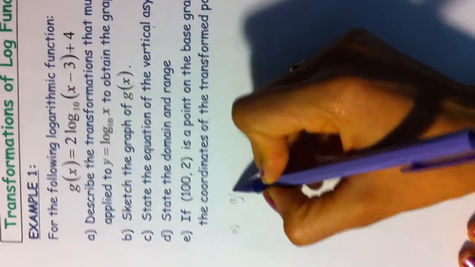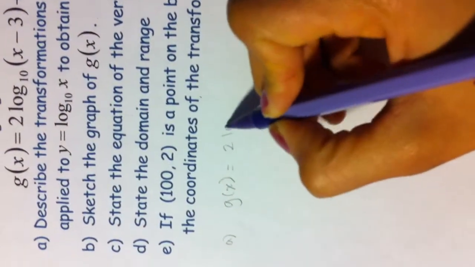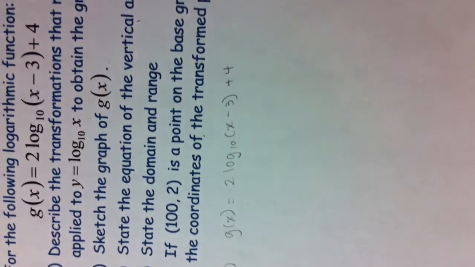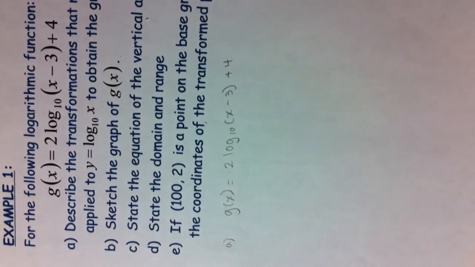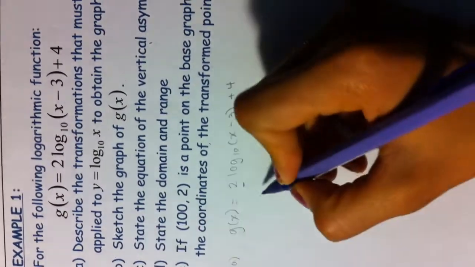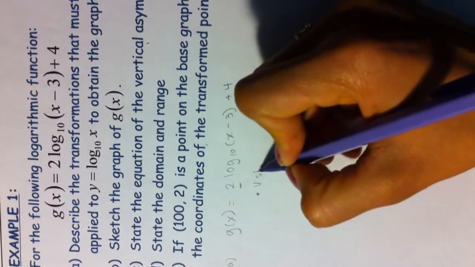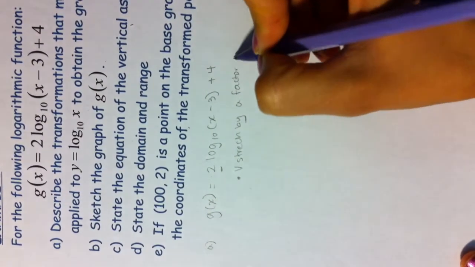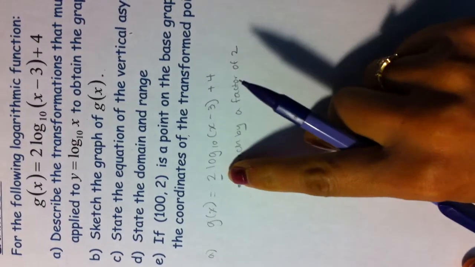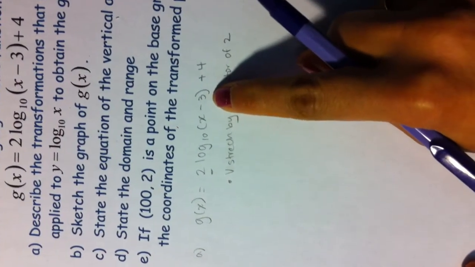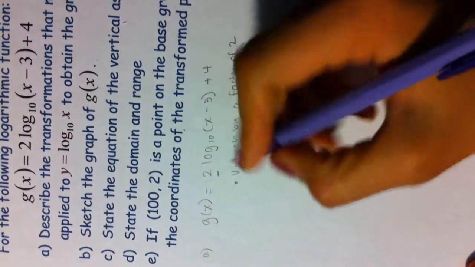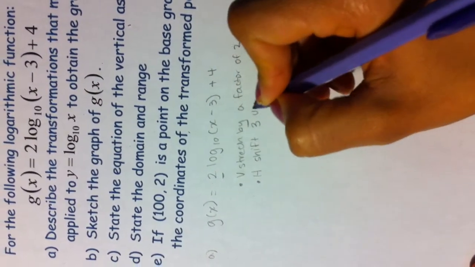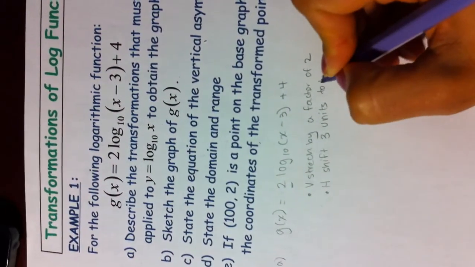I'm just going to write down what the function is. g of x equals 2 log base 10 of (x minus 3) plus 4. So writing down or describing what each one of those parameters means, the 2 right here is a vertical stretch. So the first thing is the vertical stretch by a factor of 2. And then moving along to the right-hand side, our d value here is a positive 3. So this is a horizontal shift, 3 units to the right.